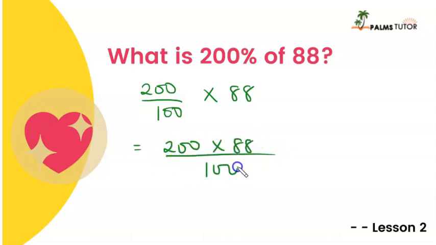200 times 88 over 100. 0 cancels 0. 0 cancels 0. What do we have left? 2 times 88. What is 2 times 88? Are you doing that? That should give you 176. So 200% of 88 is 176. That's actually doubling the number. Okay?